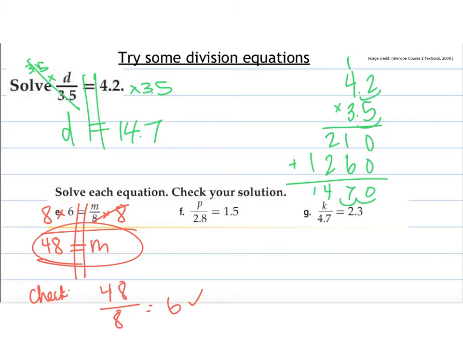Next one, train tracks. What are we going to multiply each side by? Whatever is with the variables. So we're going to multiply by 2.8. So then we are left with p equals.